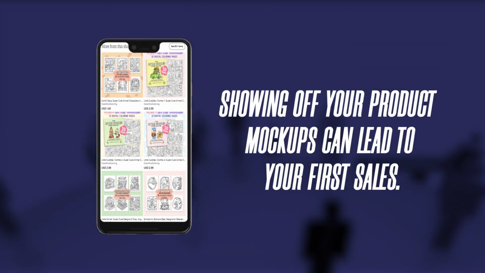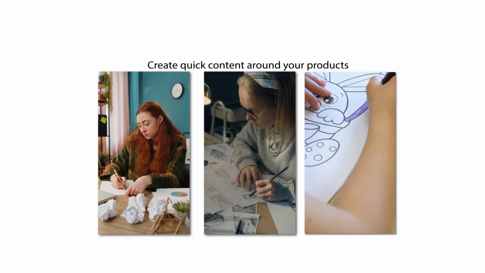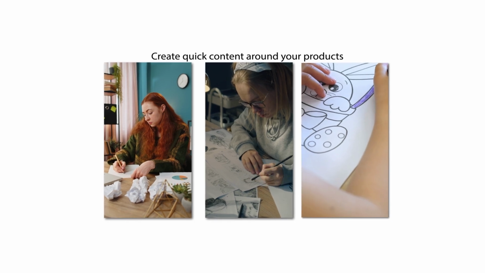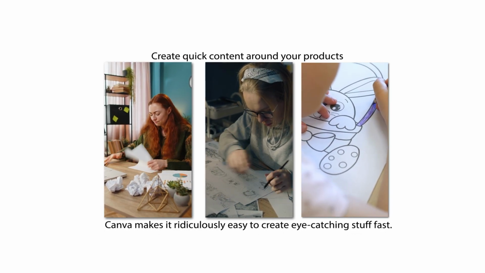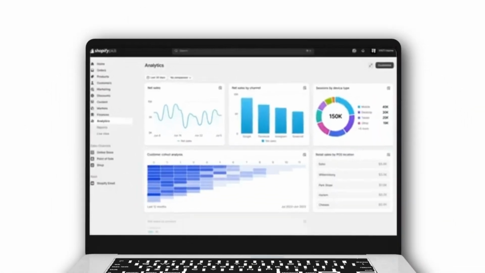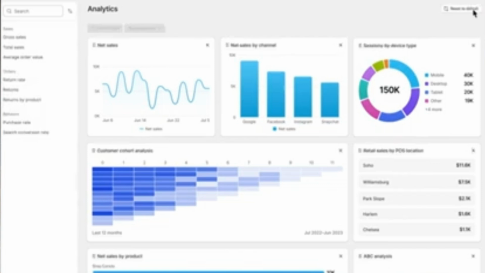Want to go a step further? Create quick content around your products, like a short video showing how they work or a simple post explaining why they're valuable. Canva makes it ridiculously easy to create eye-catching stuff fast. And here's the key: pay attention to what's working. Check your store analytics, see where the traffic's coming from, and double down on whatever brings results.